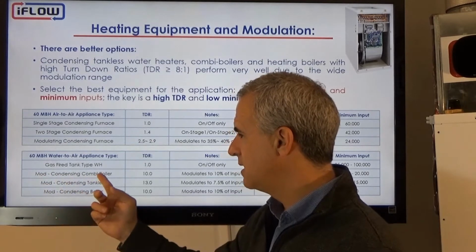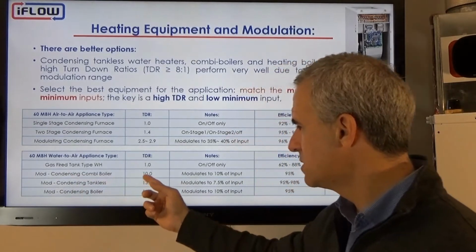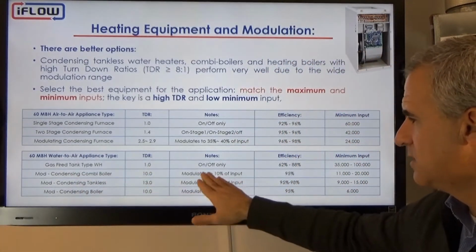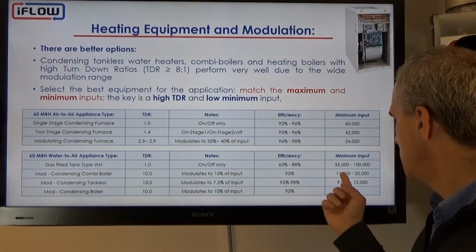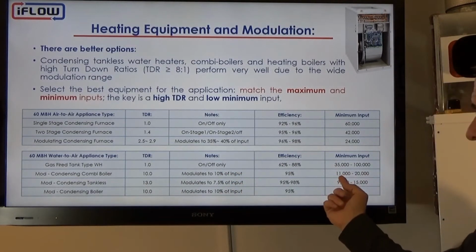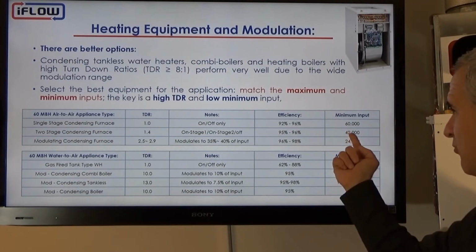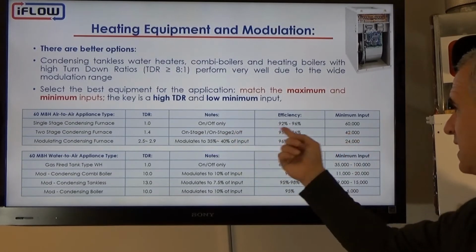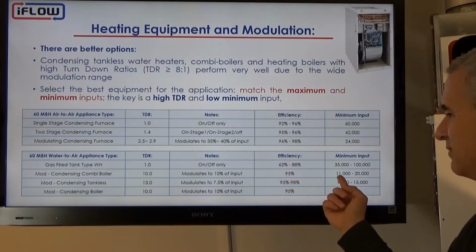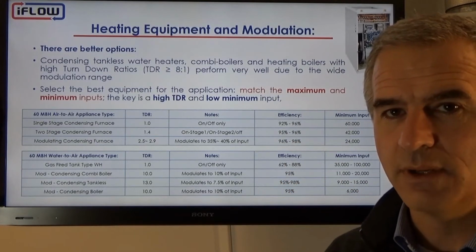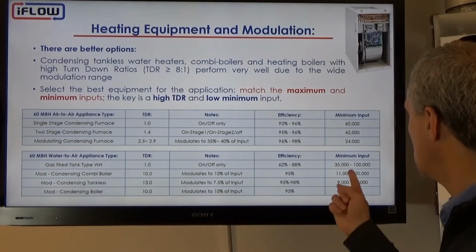When we get into fully modulating condensing combi boilers, so ModCon is modulating condensing. ModCon combi boilers, 10 to 1 turn down, can modulate to 10% of its input. Inputs are usually 110 to 200,000, so the minimum input will be 11,000 to 20,000. So again, not bad. This is much better than a 42,000 BTU furnace. That'd be a two-stage furnace with 95% efficiency. This would work at 95% at 11,000 BTUs, so much better option if my heat loads are 11,000 BTUs or more.